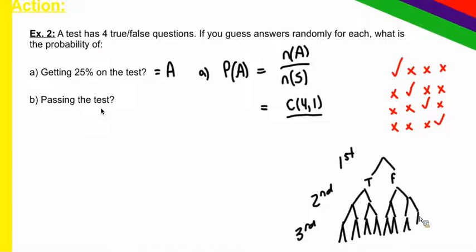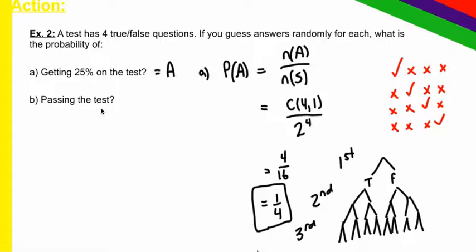In this case, we could count the paths to the bottom, or notice that it's just going to be a similar formula to what we've used before. We have 2 to the power of 4, which represents making 4 selections where each one has 2 possibilities. So 2 to the power of 4 is 16, 4 choose 1 is 4, and so we can simplify that as 1/4. So there is a 25% chance to get 25% on the test.